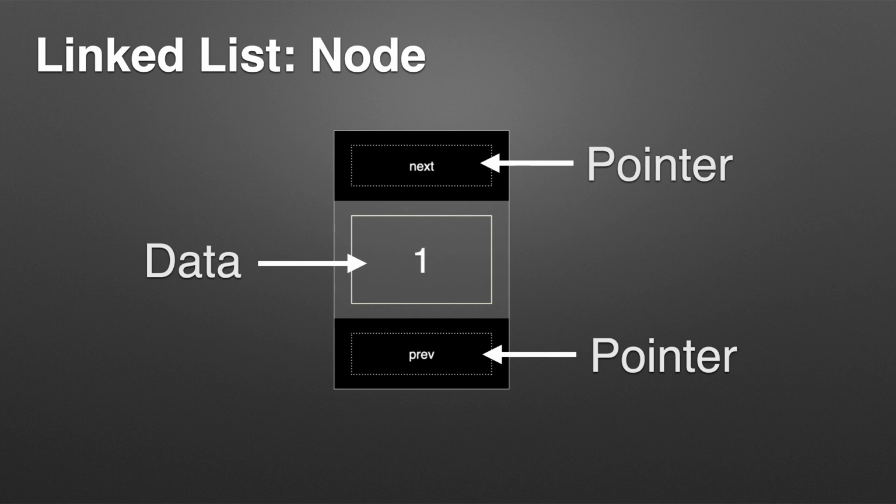And it'll have 2 pointers. And these pointers will be to other nodes. So same structure. And one will be next, and one will be prev. So one pointing forward, one pointing backwards.